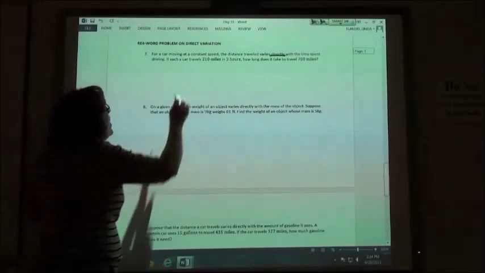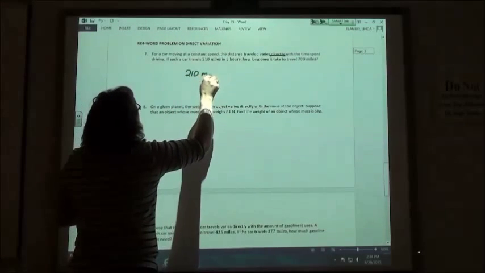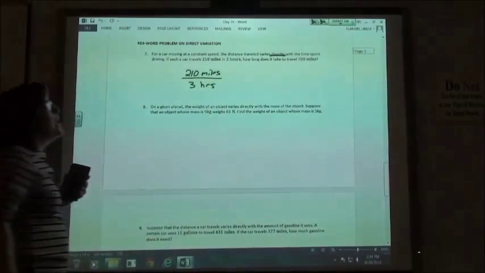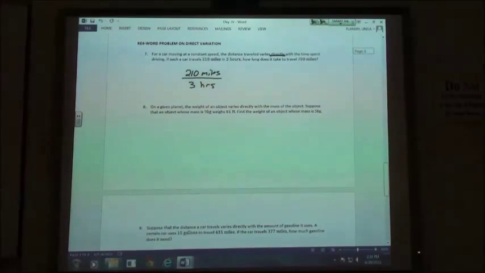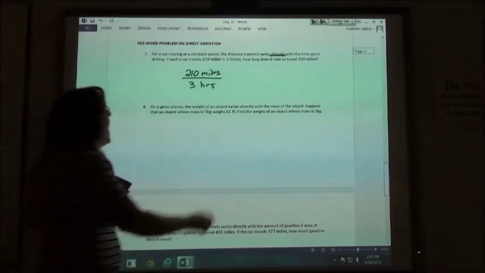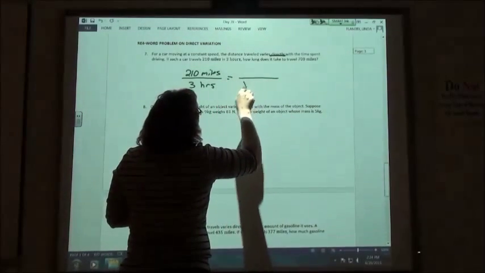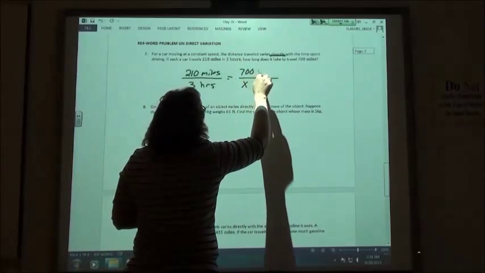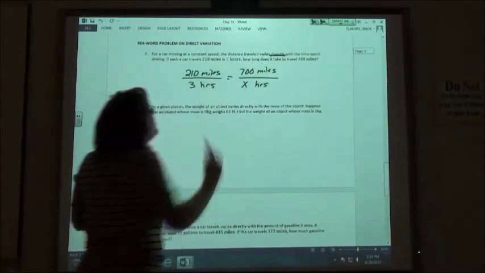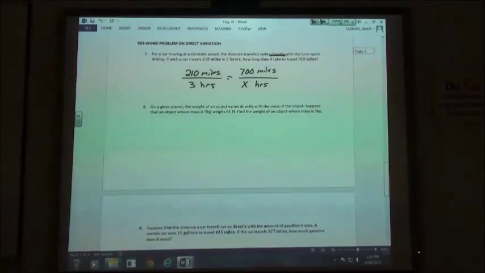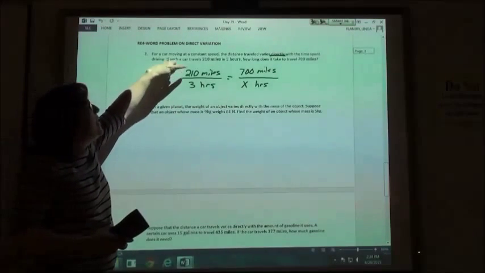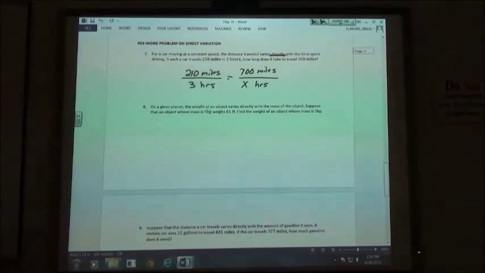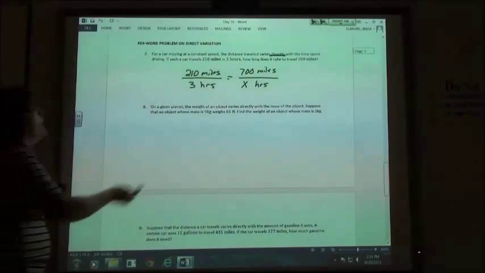If such a car travels 210 miles in 3 hours, that's that same rate we were doing before, 210 miles in 3 hours. How many hours will it take to drive 700 miles? Notice I put my miles on top and my hours on the bottom because in my given rate, the miles were on top and the hours were on the bottom. So again, we solve our proportion just by cross multiplying.